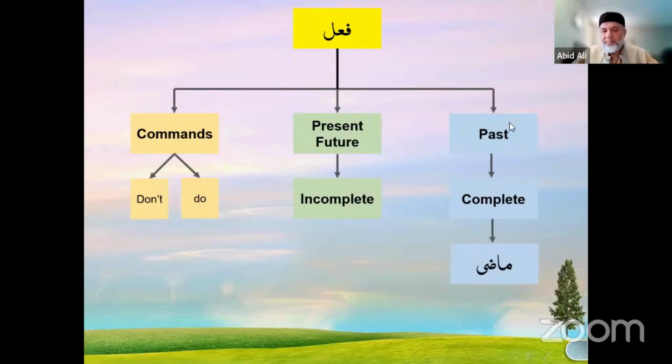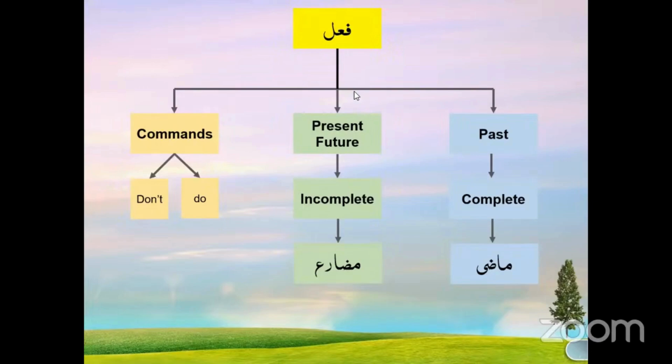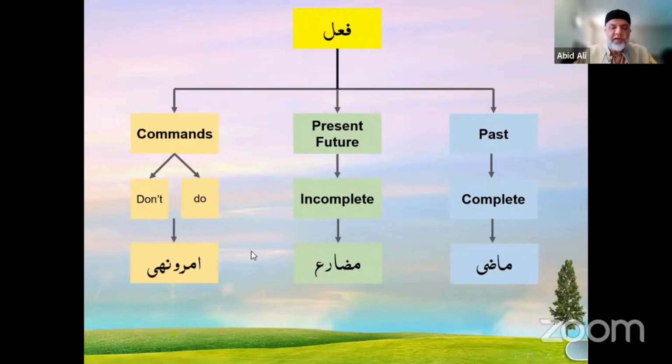So the name for past in the Arabic language is Madi. The people who are from Pakistan, India, Bangladesh know what Madi is. We use the same word, Fi'l Madi. And the word for future and present is Mudare, Fi'l Mudare. So far, so good? And the word for command is Amr or Nahi. When you want to say to somebody to do something, it's called Fi'l Amr. And when you say don't do it, then it's called Fi'l Nahi.